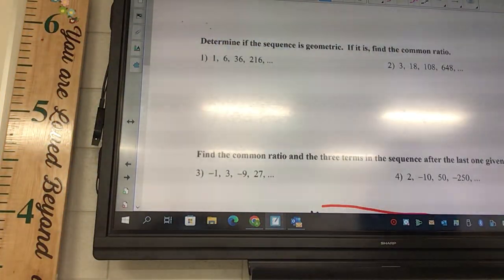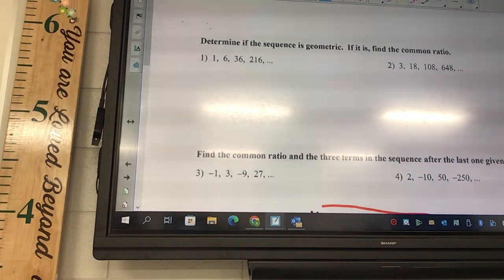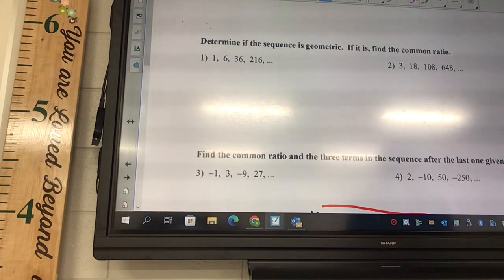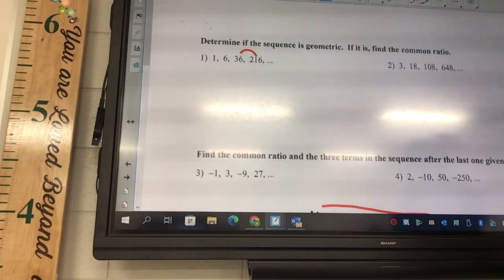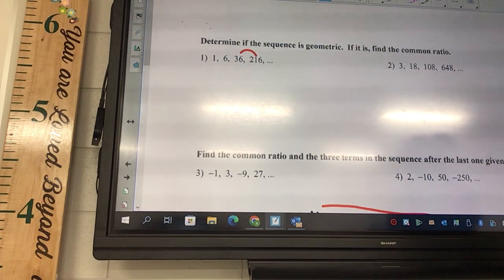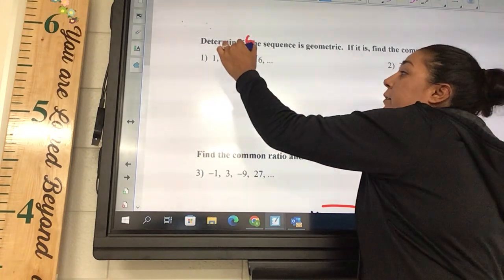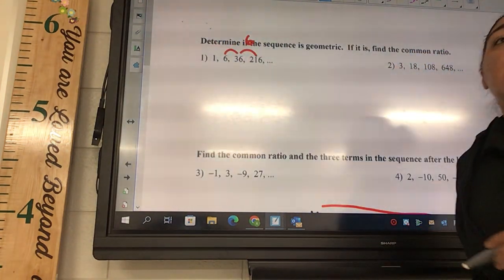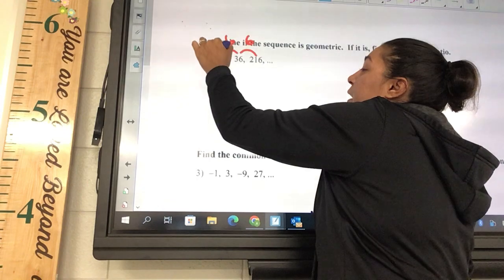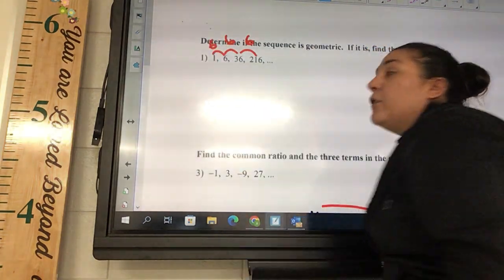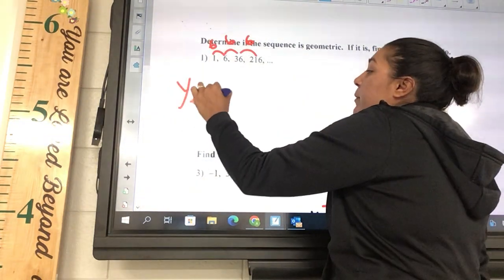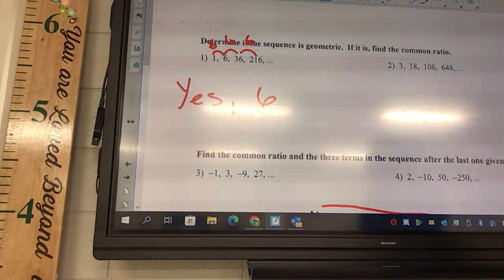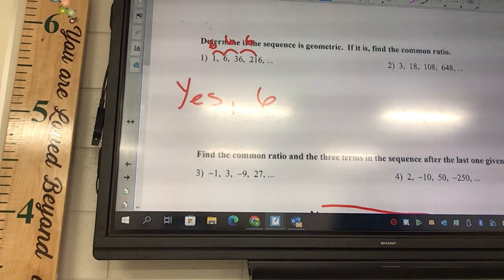Determine if this sequence is geometric or not. These ones are all pretty easy. They're calculator. I know that it's been a while. We say 216 divided by 36, and what do you get? 6. Then 36 divided by 6 is 6, and 6 divided by 1 is 6. Are those three all the same? Yes, then it's geometric, and the common ratio is 6. If even one of them is different, like a 4, then they're not the same.